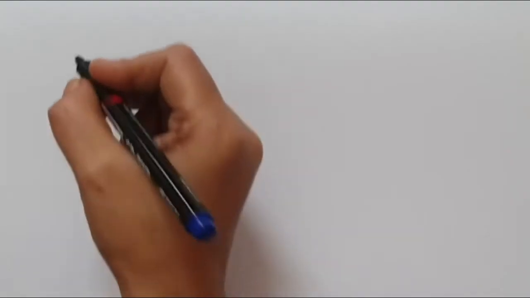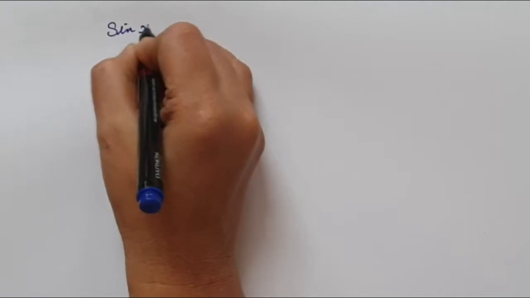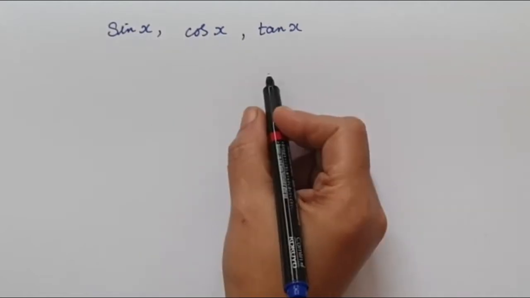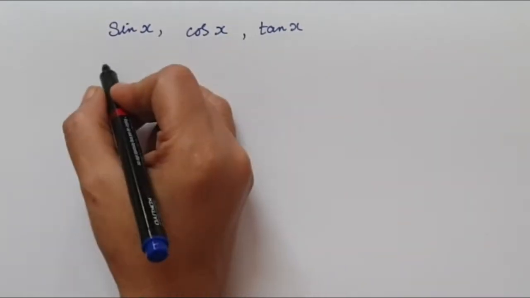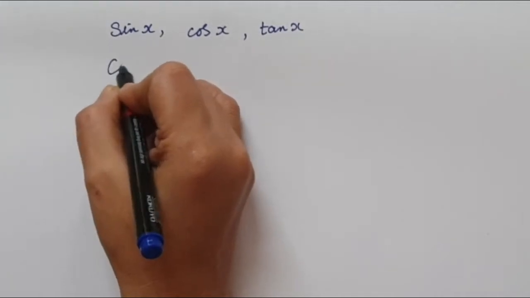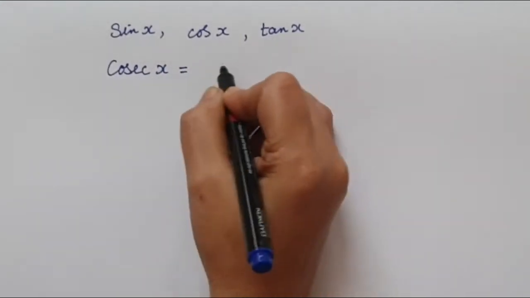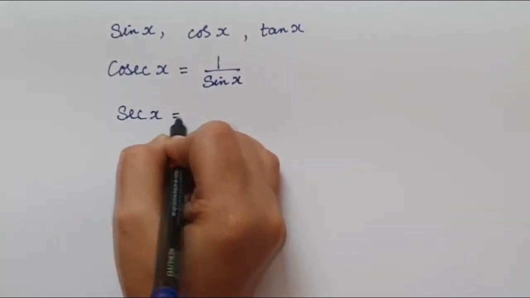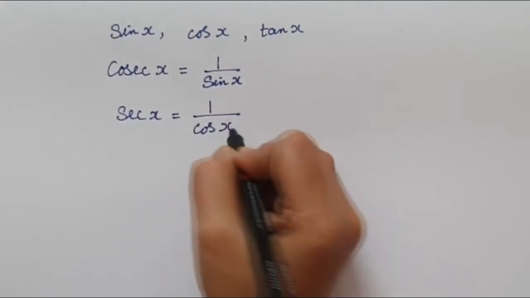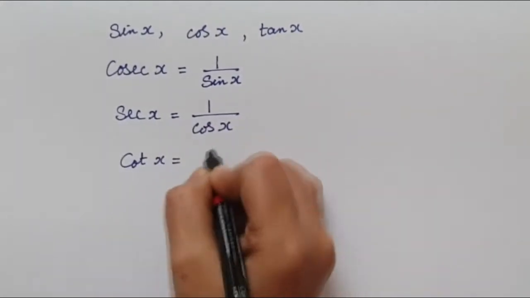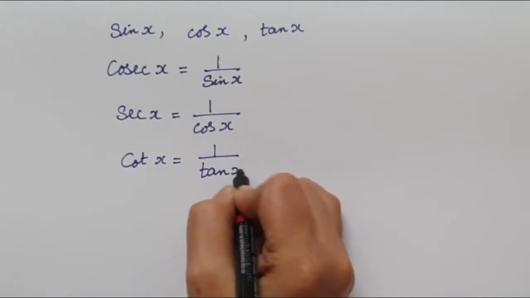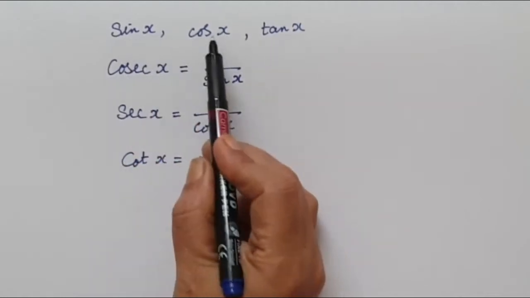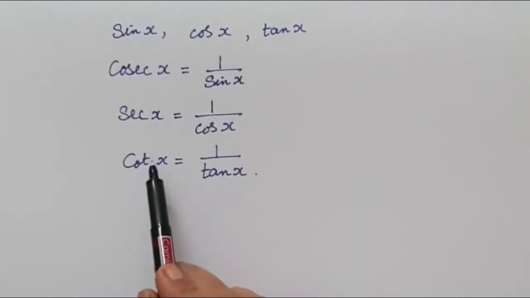Trigonometry. The basic trigonometric functions are sine, cos, and tan. Now we learn three more basic trigonometric ratios. That is, cosecant x will be equal to 1 over sin x. Secant x will be equal to 1 over cos x. And cot x will be equal to 1 over tan x. So now we know 6 basic trigonometric ratios. That is sin x, cos x, tan x, cosecant x, secant x, and cot x.